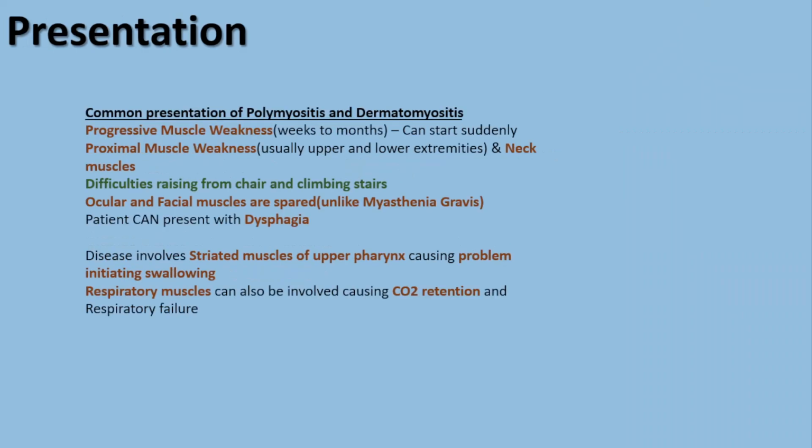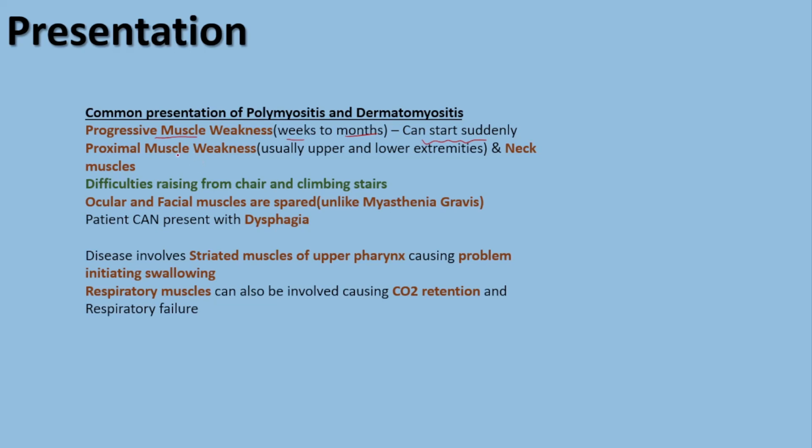So first, let's talk about the common presentation of polymyositis and dermatomyositis. In these two diseases, you are going to have progressive muscle weakness, and it can take weeks to months to develop. But note that you can also have a sudden onset of the disease. So if the patient has a sudden muscle weakness, this does not exclude the diagnosis of polymyositis and dermatomyositis.